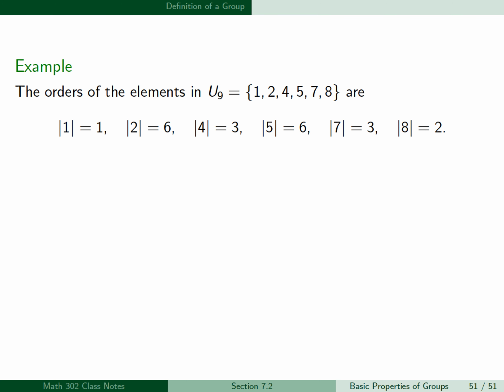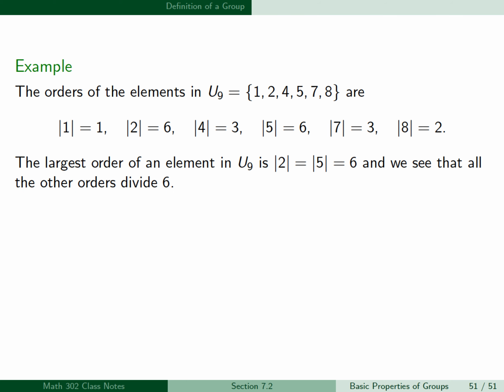For an example of how we can apply the corollary, if we look at the orders of the elements in U9 again, they are shown. The largest order of an element in U9 is the order of 2 or the order of 5. They're both equal to 6. And we see that all the other orders in the group divide 6. So the other orders are 1, 2, and 3, each of which divides 6. Okay, so this finishes up section 7.2.